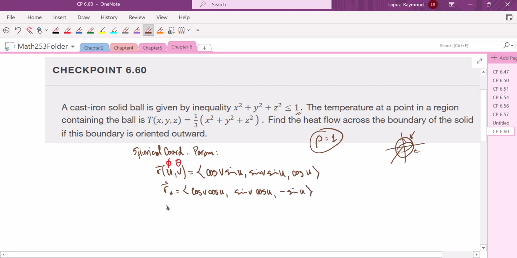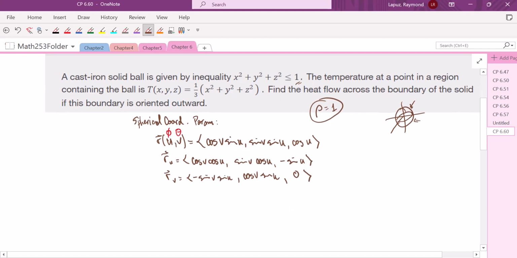All right, now let's take the derivative with respect to v. The derivative of cosine is negative sine, and the derivative of sine is positive cosine. And there are no v's in this last one, so that's going to be 0.